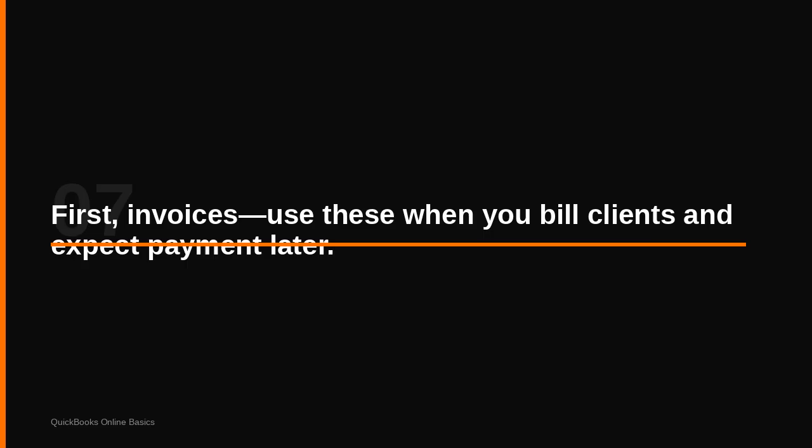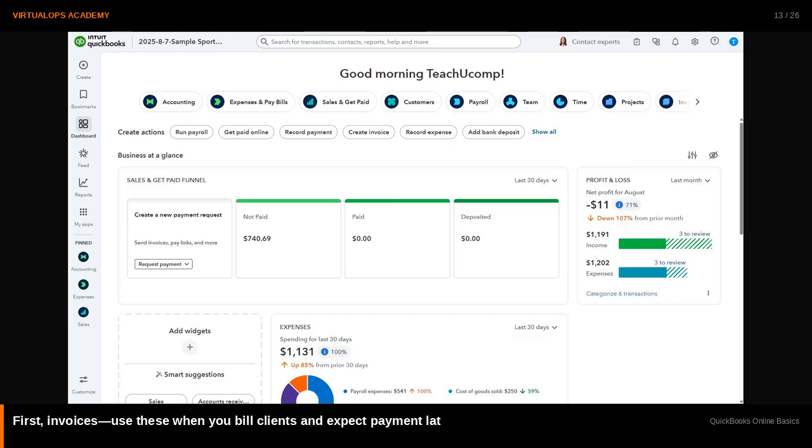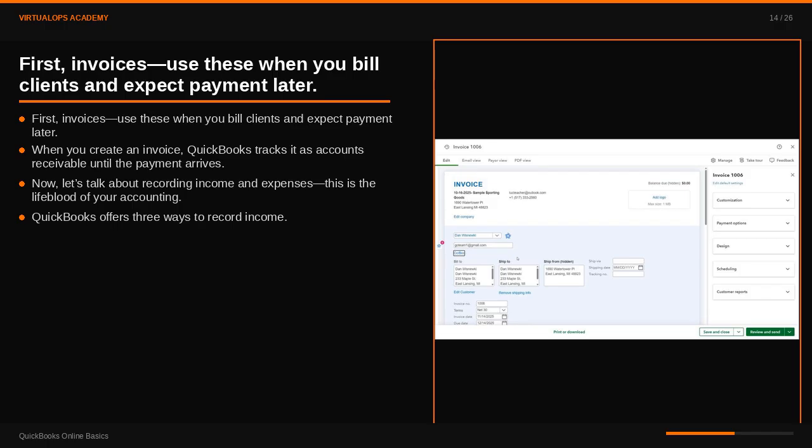Now, let's talk about recording income and expenses. This is the lifeblood of your accounting. QuickBooks offers 3 ways to record income. First, invoices. Use these when you bill clients and expect payment later. When you create an invoice, QuickBooks tracks it as accounts receivable until the payment arrives. Second, sales receipts. These are for immediate payments, like when a customer pays you at the time of sale, either in cash or card. Third, bank feed matching.